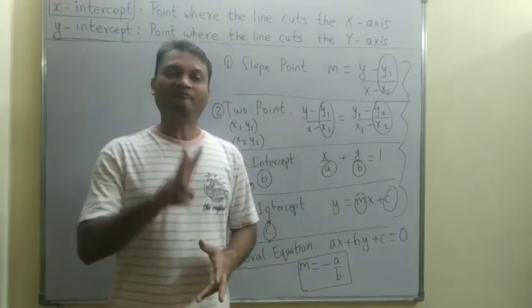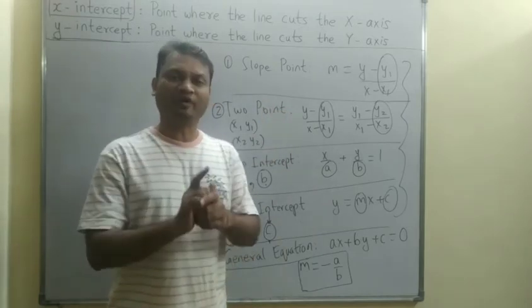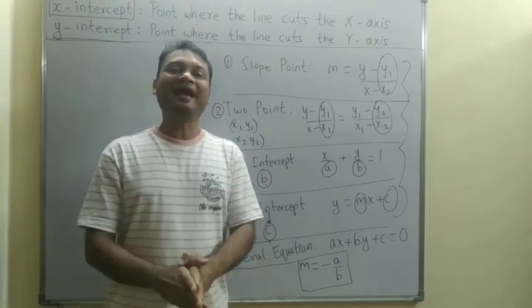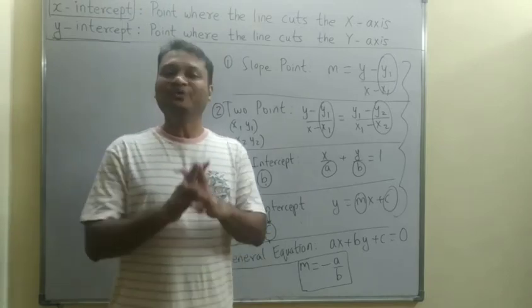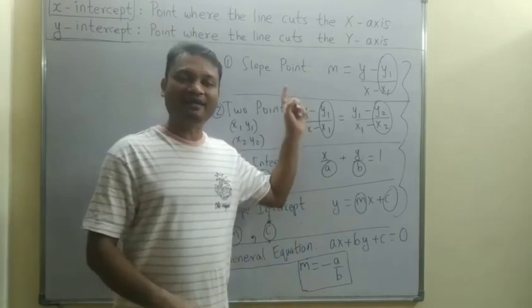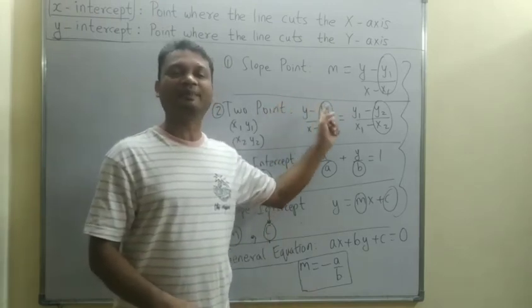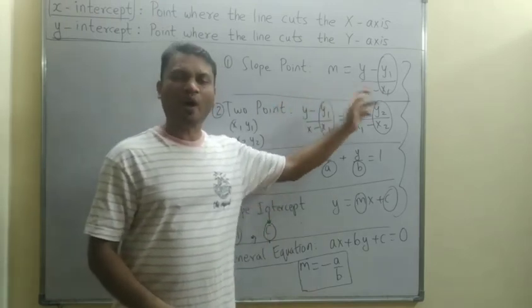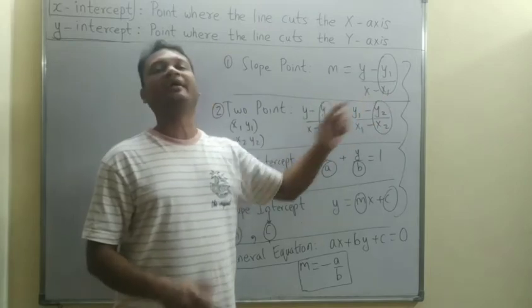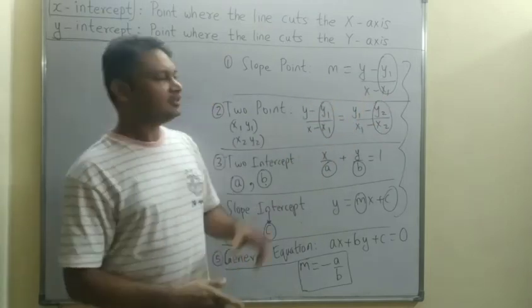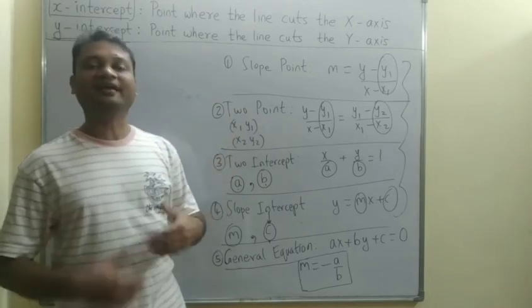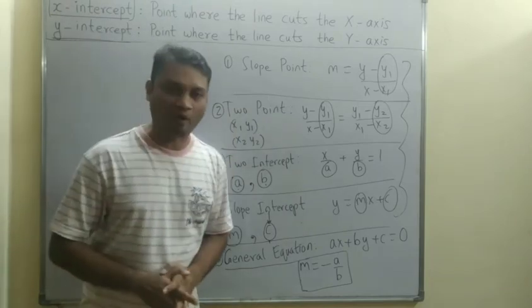In 2-point form, we have two fixed points. One is x1 y1 and another is x2 y2. So the equation was y minus y1 upon x minus x1 is equal to y2 minus y1 upon x2 minus x1. So this is the equation of line in 2-point form.